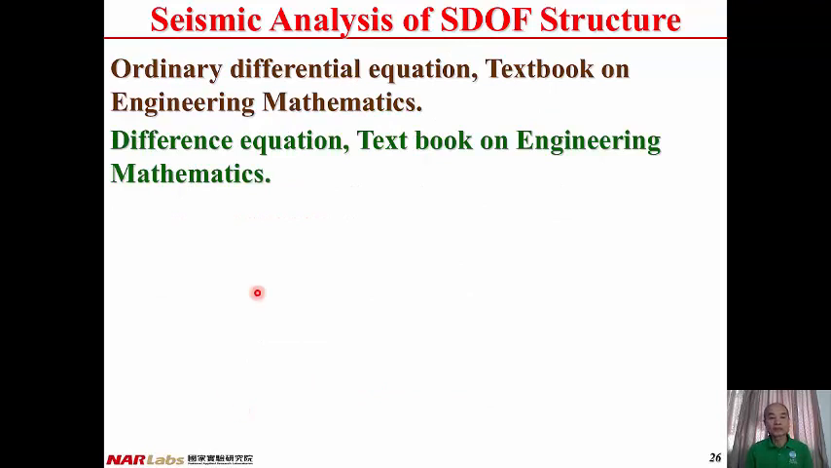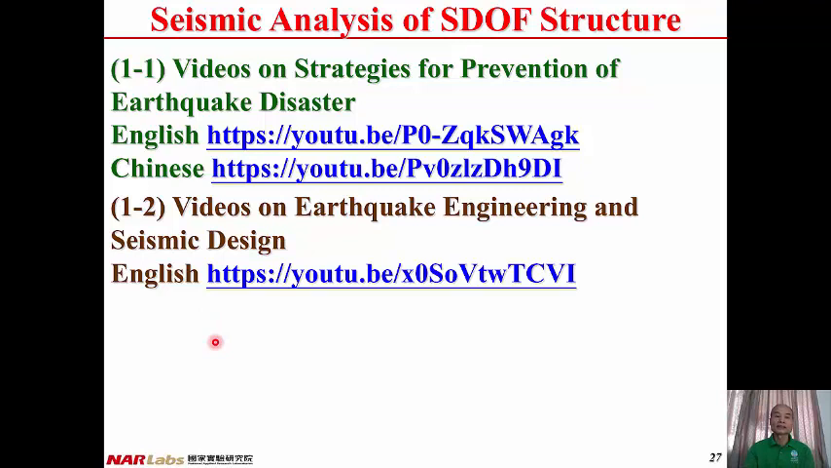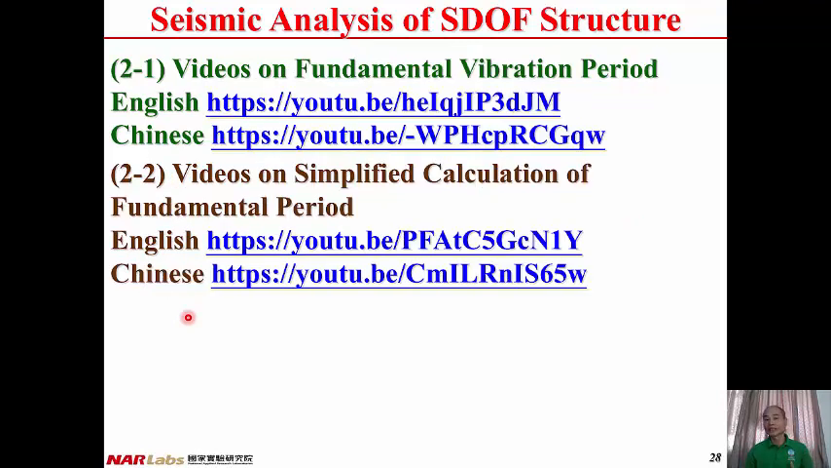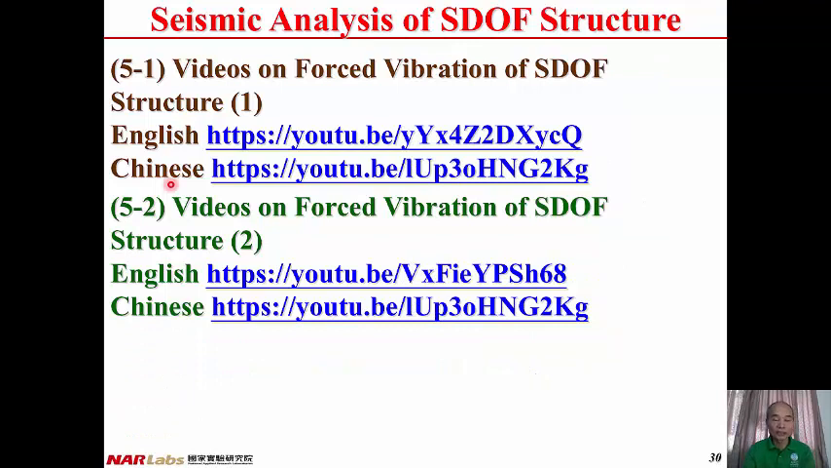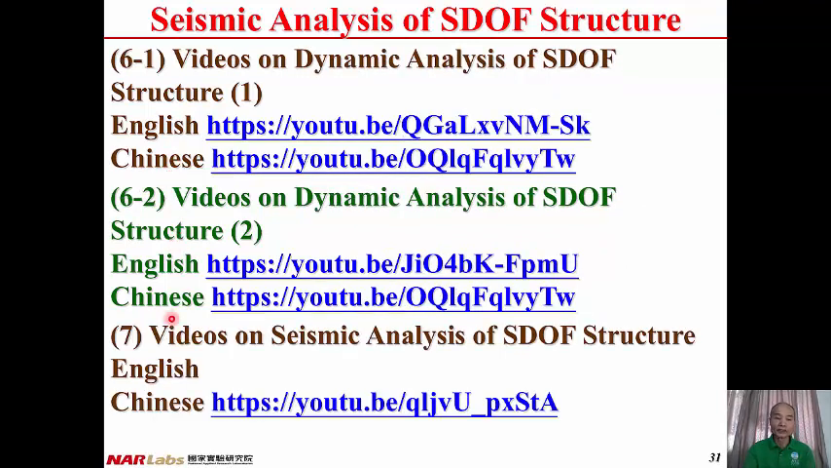In this lecture, we have used some references. You can find the ordinary differential equation from any textbook on engineering mathematics. You can find the reference for difference equation from any textbook on engineering mathematics. And these are the videos for lecture 1 in English and Chinese versions, lecture 2 in English and Chinese versions, and the videos for lectures 3, 4, 5, 6, and 7. This is the Chinese version website, and the English one is the current one. It's under construction.